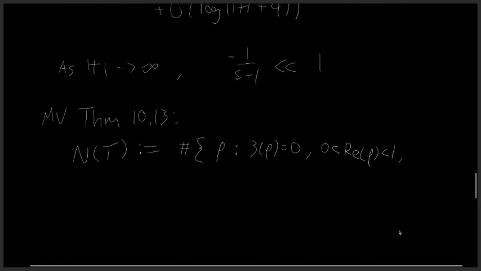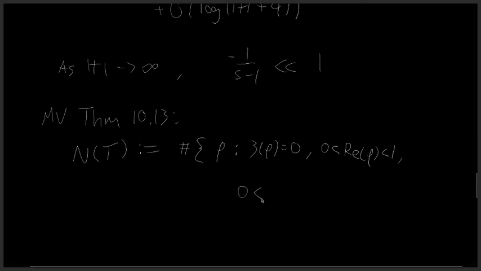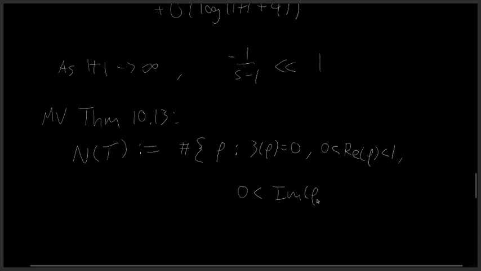And the imaginary part of rho is strictly between 0 and T. So this uppercase T is the variable. This is just the number of zeros that the Riemann zeta function has with imaginary part at most T, counting only the ones with positive imaginary part.